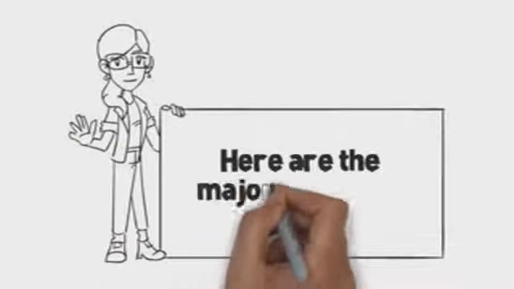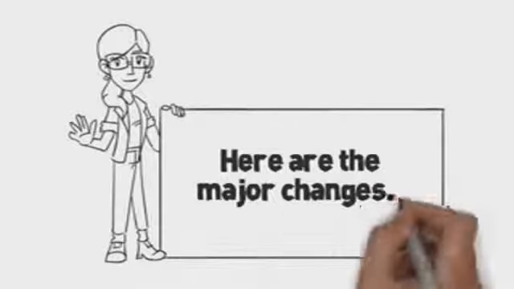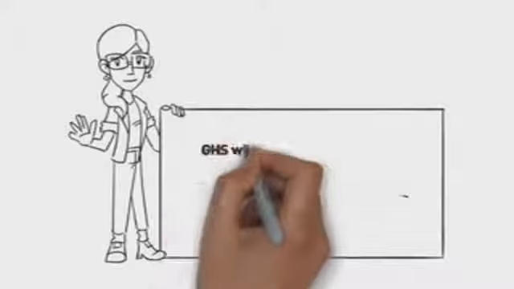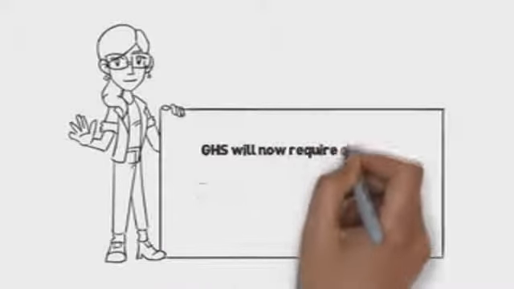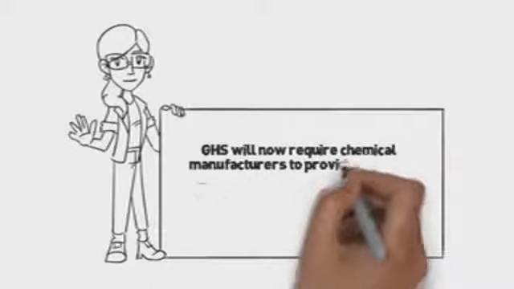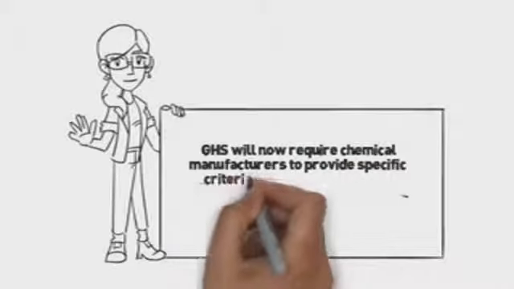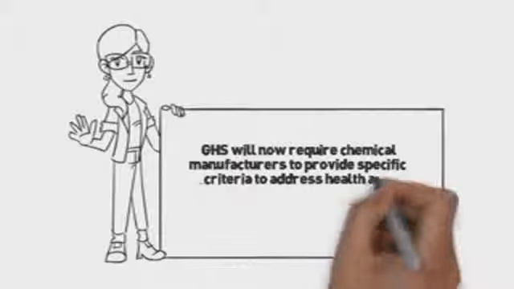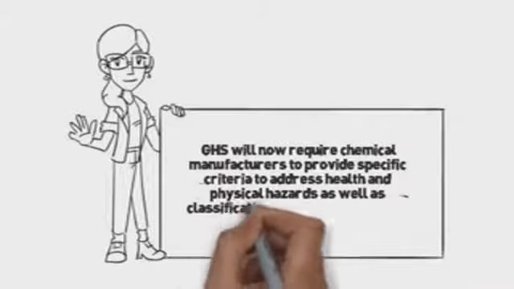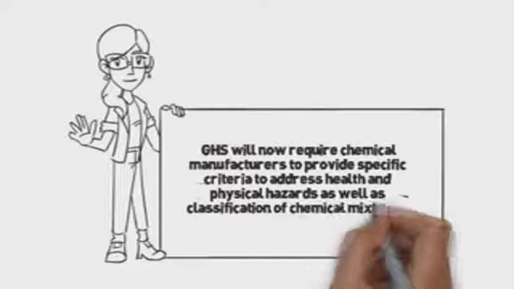The purpose of this video is to review the major changes that you're going to see. The GHS, or Globally Harmonized System, will now require chemical manufacturers to provide specific criteria to address health and physical hazards, as well as classification of chemical mixtures.